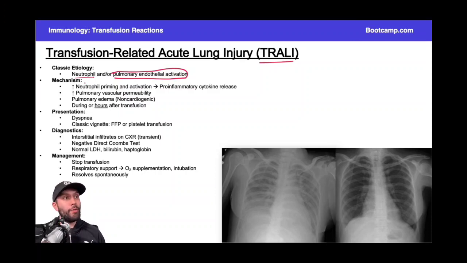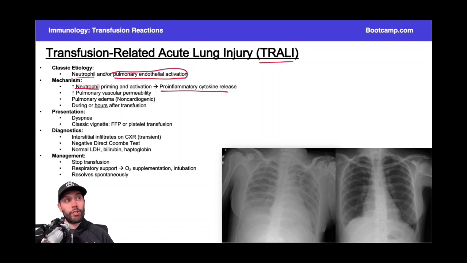And when these neutrophils get activated, we're going to have pro-inflammatory cytokine release. What is causing this whole process? The actual pathophysiology has a lot of different articles on it. For Step 1 purposes, you have to know that there are certain risk factors patients can have for TRALI, but most of the pathophysiology is beyond the scope of Step 1. You have to know that neutrophils are primed in the pulmonary vasculature with activation of the pulmonary endothelium, and they release a lot of those pro-inflammatory cytokines we talked about with febrile non-hemolytic reactions.